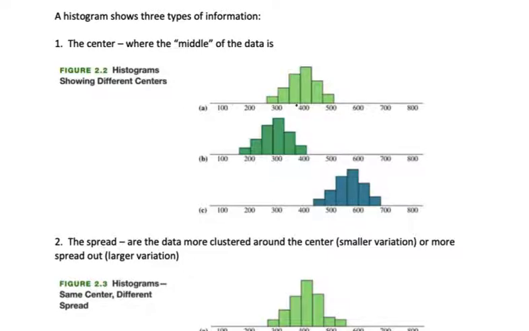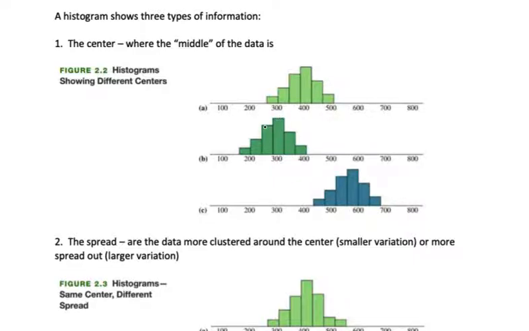Looking at figure 2.2, I see three histograms with three different centers. And often we will have data that has this kind of shape to the histogram, which we call a bell shape, and the center is going to be in the middle, and it's also going to be where the highest part of the histogram is, and that is the most frequent category or class. So for example, looking at this histogram B, this green one, we see that the peak or the center is around 300. That's the middle of the data set.